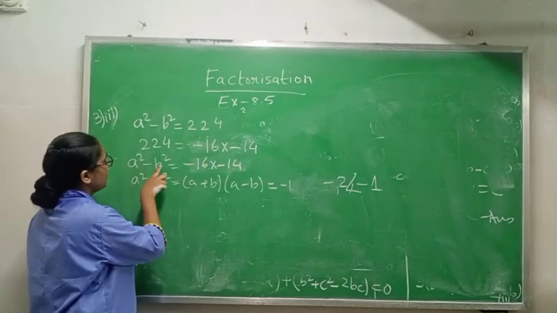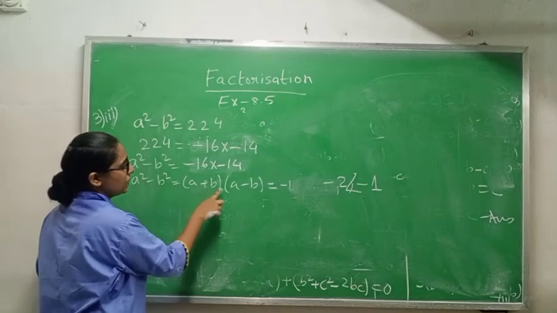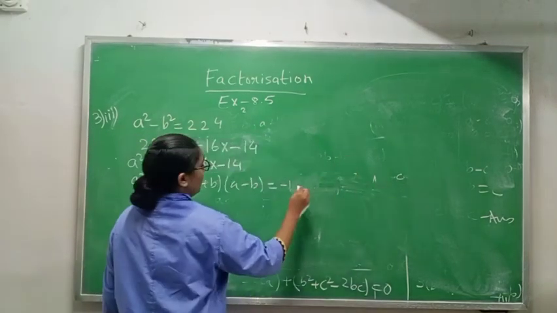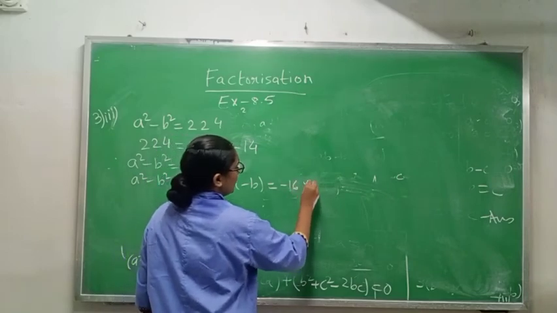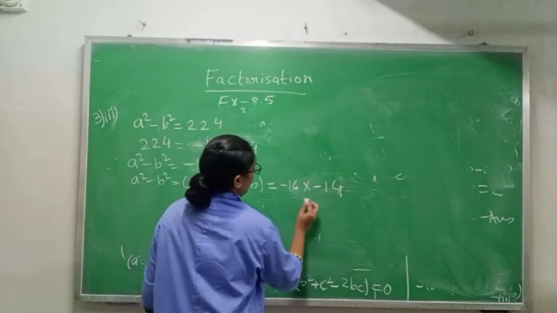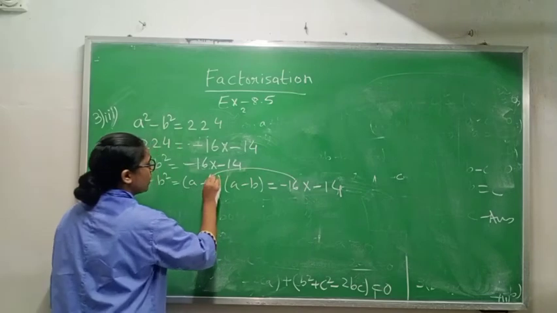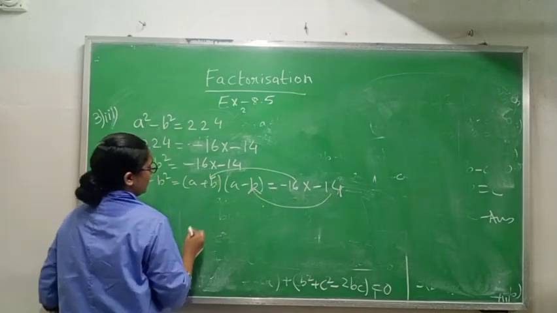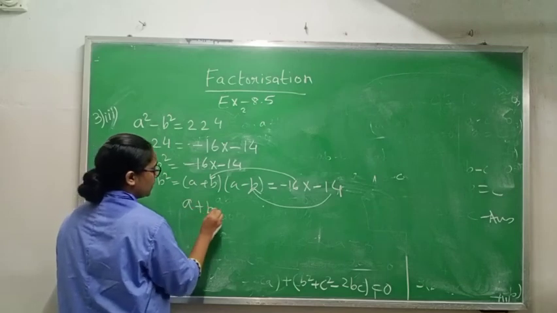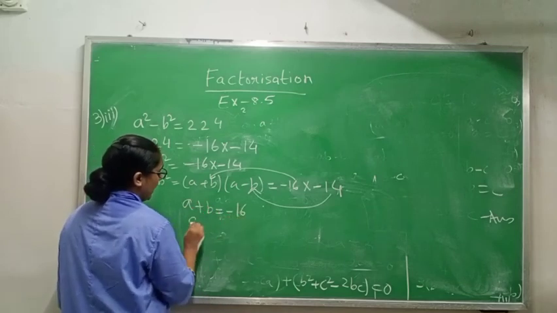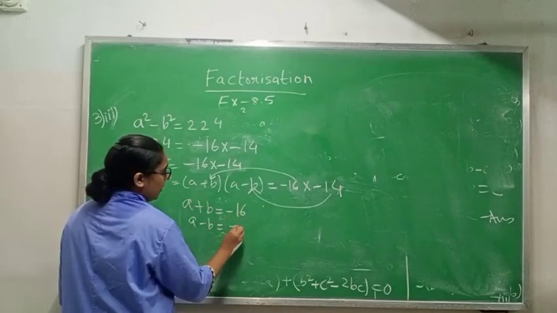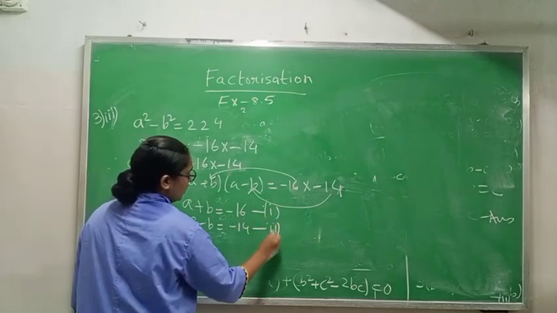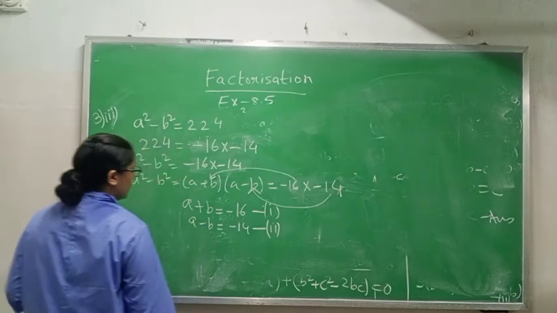Okay. Now the a square minus b square formula is a plus b, a minus b equals minus 16 into minus 14. It means that minus 16 equals a plus b and minus 14 equals a minus b. So what we will write: a plus b equals minus 16 and a minus b equals minus 14. Now this is equation 1 and this is equation 2. You have done linear simultaneous equations.